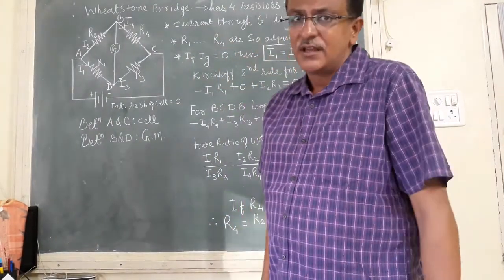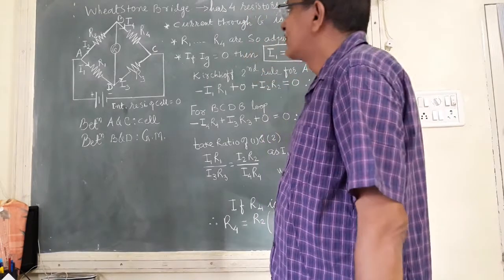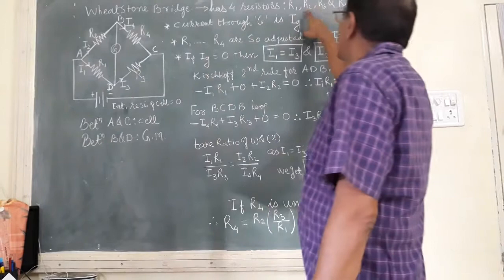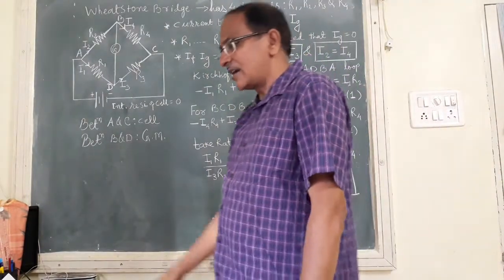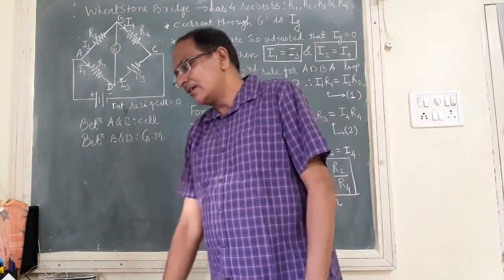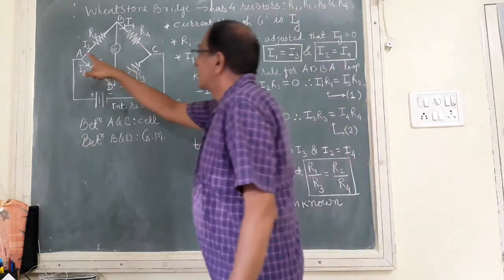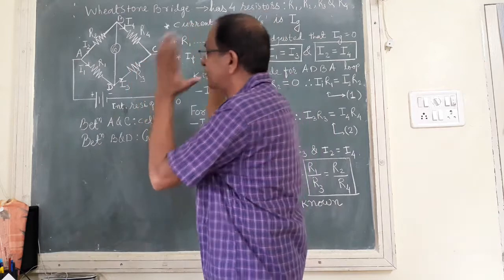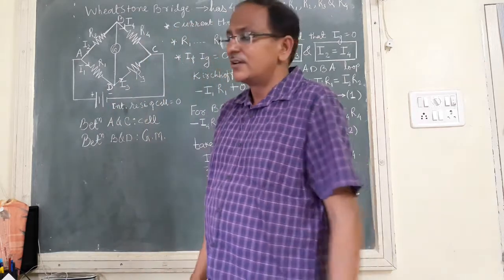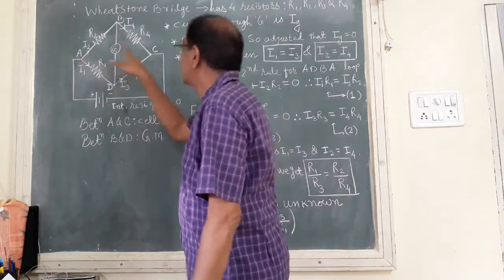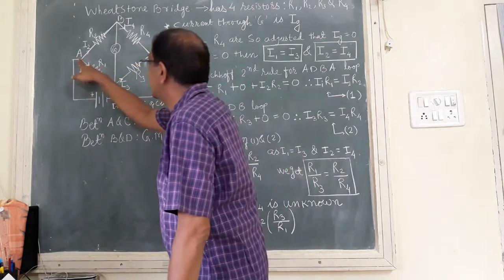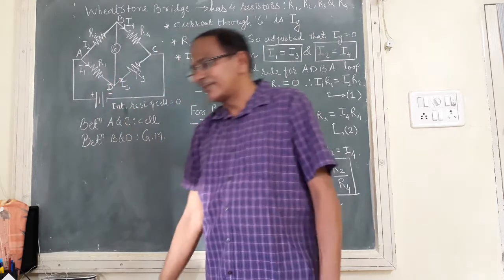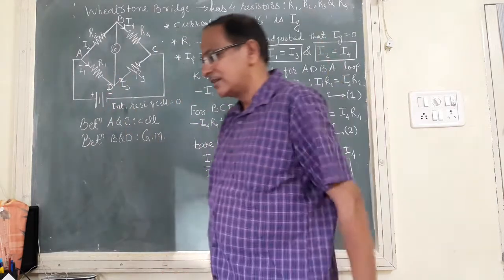Now see, the Wheatstone bridge has 4 resistors, 1, 2, 3, 4. They are R1, R2, R3 and R4. Across one pair of diagonal of this square which is made by these 4 resistors, if you consider this point A and C, then across A and C a battery or a cell is joined.